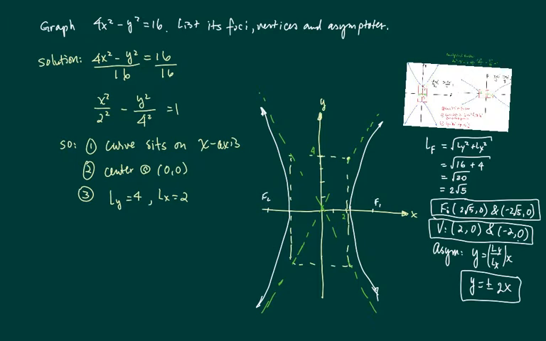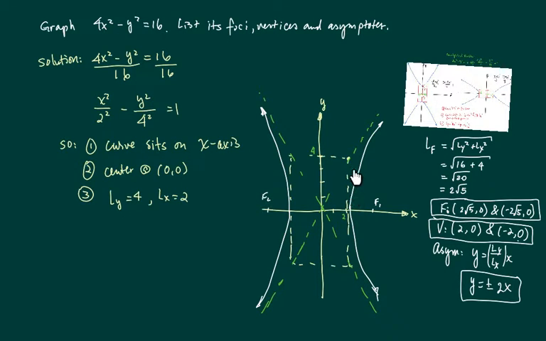The way I would draw it is you start with the center, and you're going to move 2 units in the x direction and 4 units in the y direction. Once you grab this corner of the box, you can just draw the box out, and then corner to corner gives you the asymptotes. From here, the rest of the stuff is pretty easy.